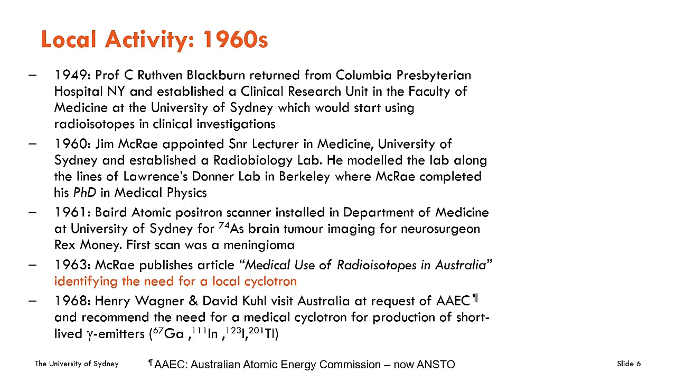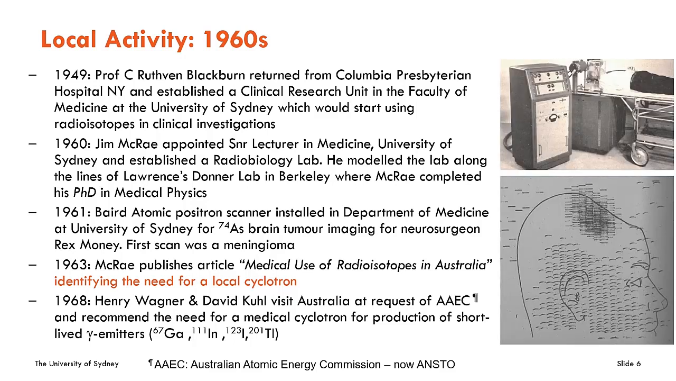In preparing this talk, I was surprised to learn that in 1961, the Department of Medicine at the University of Sydney purchased a positron scanner for brain tumor imaging for one of their neurosurgeons, Rex Money. And this is what the device looked like on the top photo and the sort of scan that came off it in the bottom photo. And this was used for a number of years with arsenic-74 as the tracer that would be used in the positron scanner. So this is possibly, I think, the first use of positron imaging in Australia.